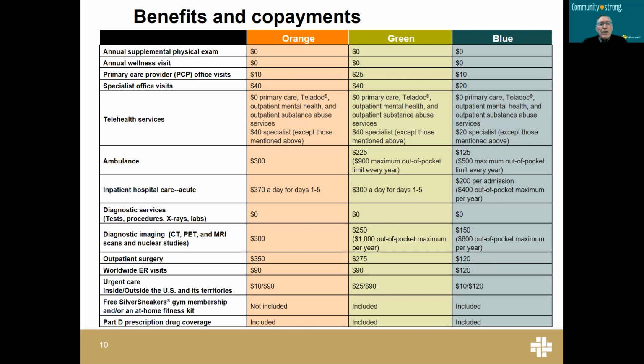Next are the diagnostic tests, those lab tests and x-rays, again, at no out-of-pocket expense for you. The diagnostic imaging CAT scans and MRIs are at $150 on this Blue Plan, with a maximum of $600 per year. Next is the outpatient surgery. It's a $120 charge for you on the Blue Plan. Worldwide emergency room visits are $120. The urgent care is $10 and $120 out of the country. This plan includes Silver Sneakers and prescription drug coverage.